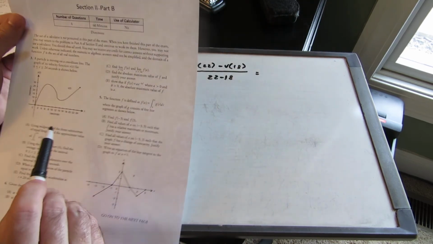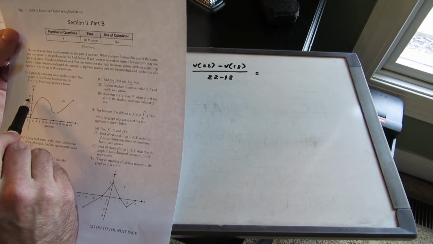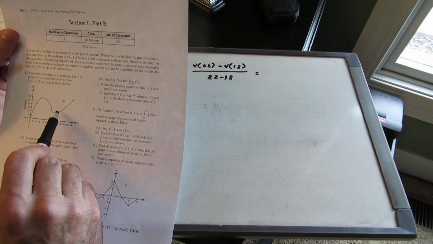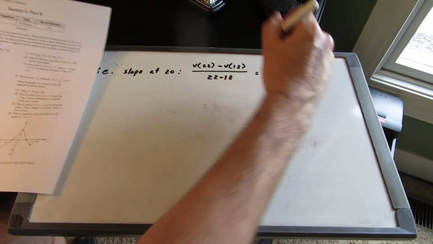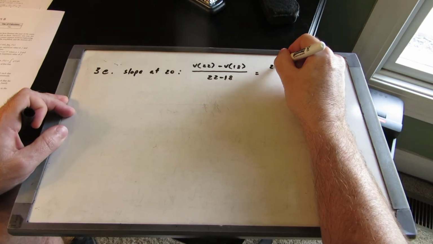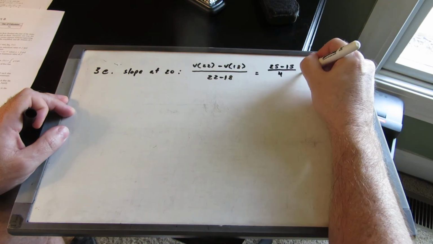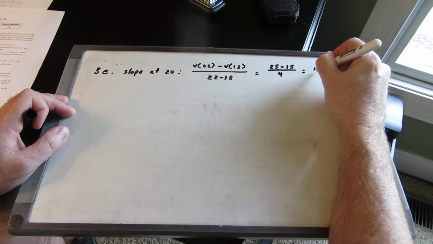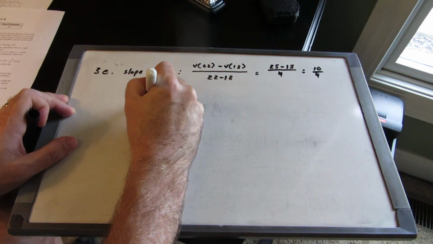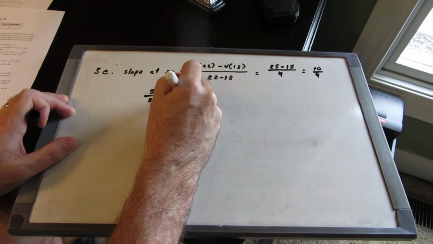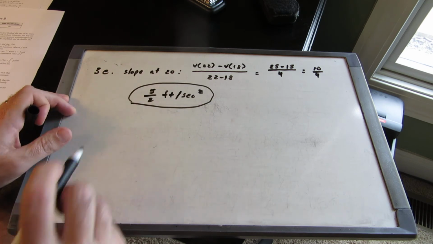So V of 22, just eyeballing it, looks like it's 25, and V of 18 to me looks like it's 15. So 25 minus 15 over 4, that makes for easy math. So that's 10 over 4, which would be 5/2 feet per second squared at 20.